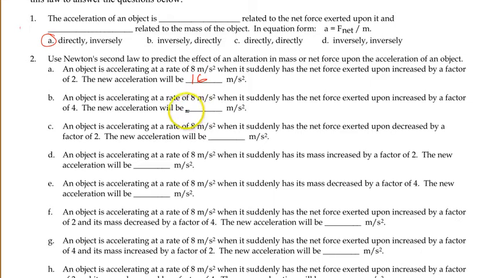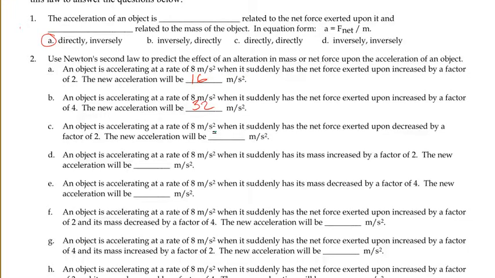An object is accelerating at a rate of 8 meters per second squared when it suddenly has the net force increased by a factor of 4. So now we would expect 4 times more acceleration because it is directly proportional, and we'd be up to 32. And again, that's not how fast we're going, but for every second that we travel, we're going to increase or decrease our velocity, our magnitude, by 32 meters per second.